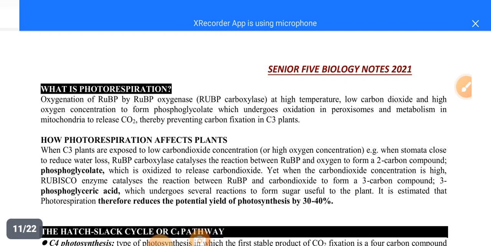Yet when the carbon dioxide concentration is high, the Rubisco enzyme catalyzes the reaction between RuBP and carbon dioxide to form a 3-carbon compound, which is the 3-phosphoglyceric acid, PGA, which undergoes several reactions to form sugars useful to the plant. It is estimated that photorespiration therefore reduces the potential yield of photosynthesis by 30 to 40%.